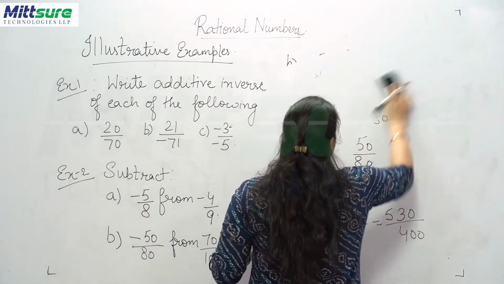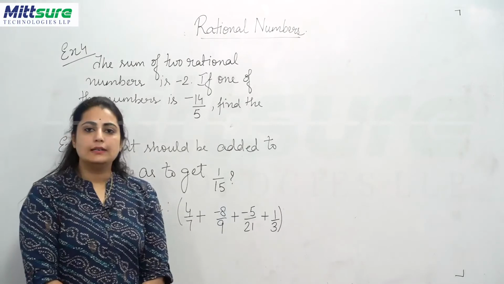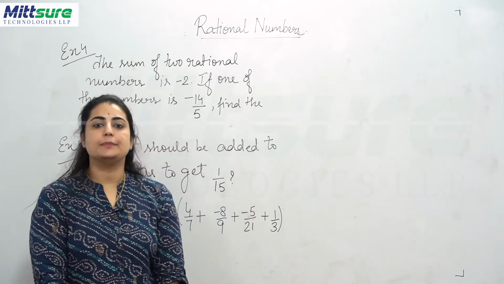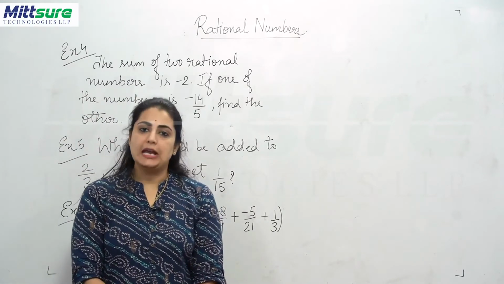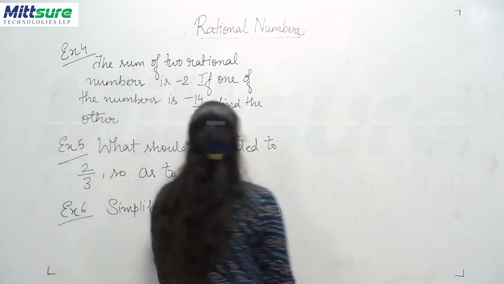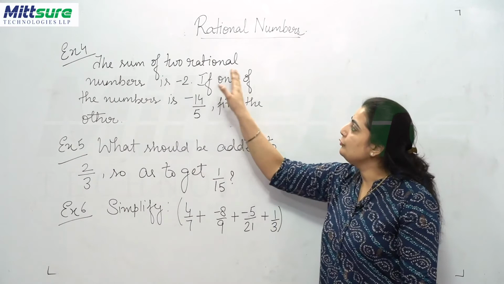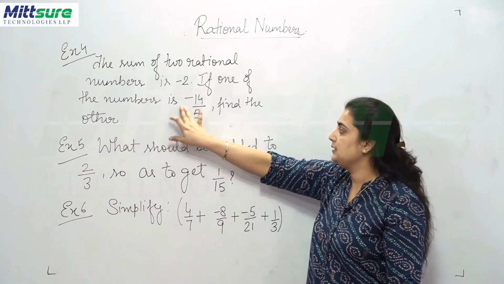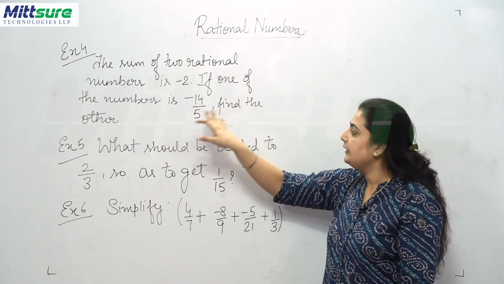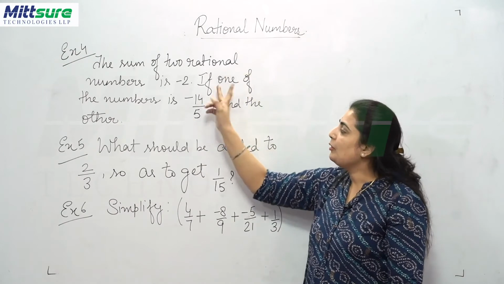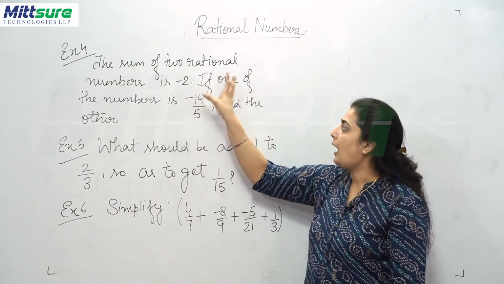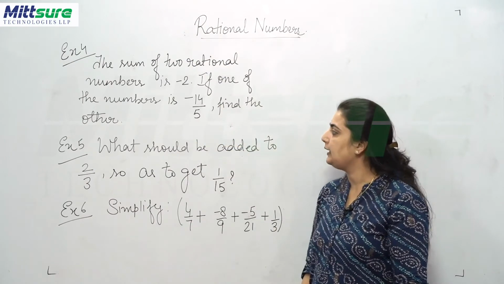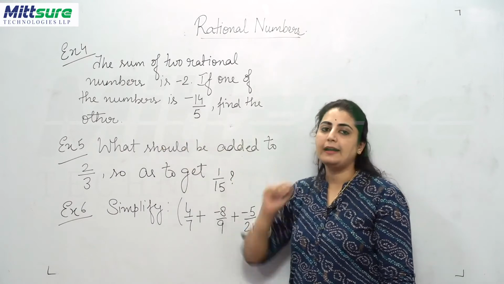Now let's come to the further examples. The other illustrative examples are some kind of problem sums which are usually asked on rational numbers. Okay, so let's read the first one. The sum of two rational numbers is minus 2. If one of the numbers is minus 14 upon 5, find the other. So out of the two rational numbers, only one is given to you, that is minus 14 upon 5. So we are supposed to find the other one.